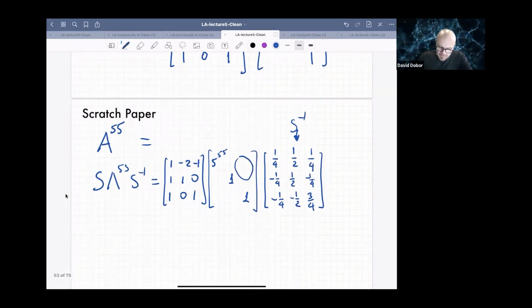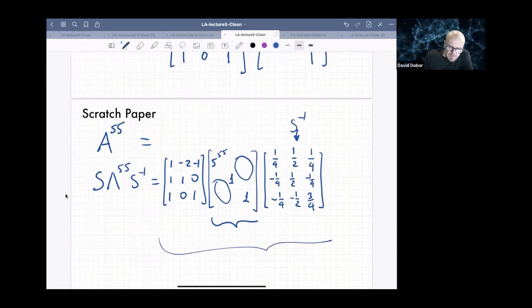So the product of these three matrices is going to be A to the 55th. My effort was in finding the eigenvalues and the eigenvectors, and then once I had the eigenvector matrix, finding its inverse. That was the whole effort. And of course, raising the diagonal entries to the 55th power. Everything else is 0. Not much effort at all. As long as I can multiply three matrices, I'm good to go in computing the 55th power of A.